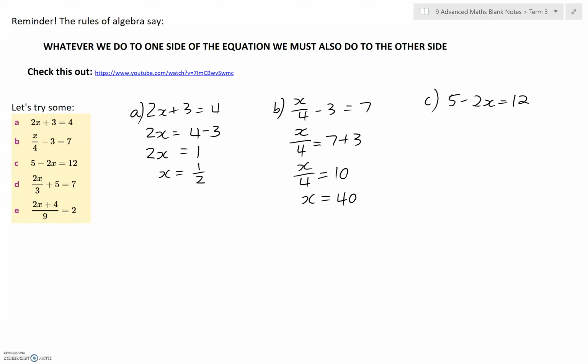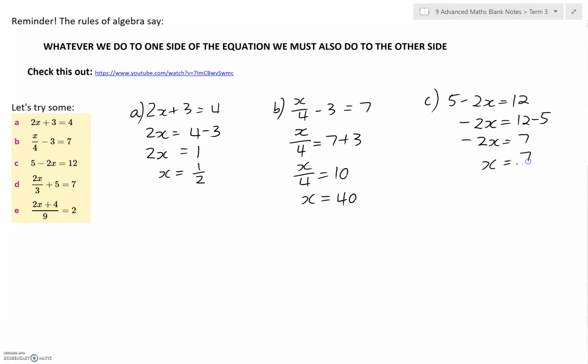So we need to take 5 away from both sides to get it away from the minus 2x, but we're still going to be left with that minus on that side. So minus 2x equals 12 minus 5, minus 2x equals 7. Now, we don't want minus 2x, we don't want minus x. So we need to divide both sides not by 2, but by minus 2, because that minus is going to stick with the number here.